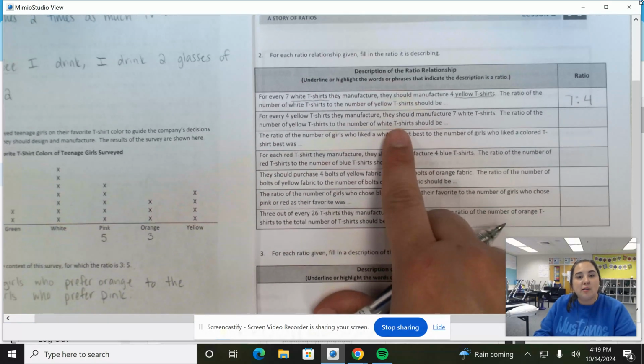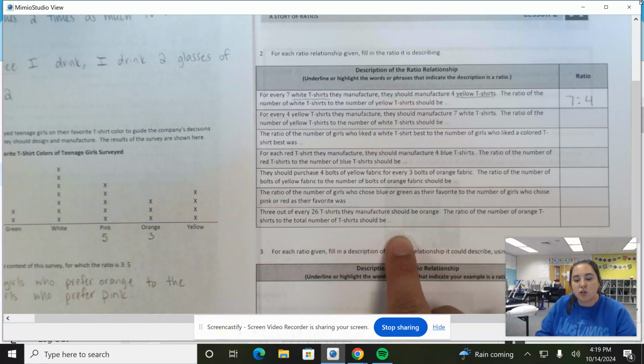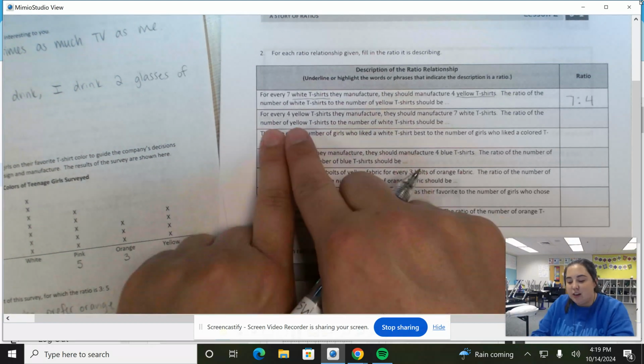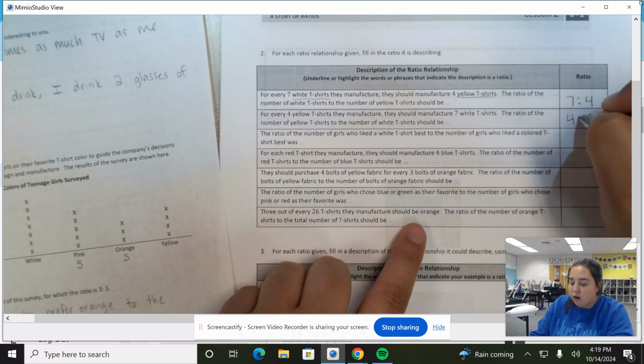I want you to pause the video and finish answering the rest of this chart. And then when you're ready, unpause and I'll show you the answers. All right, you've paused and you've answered. So here we have 4 yellow t-shirts to 7 white, so that's going to be 4 to 7.